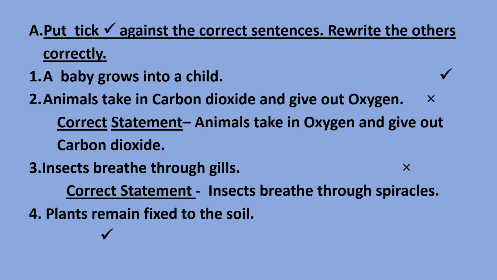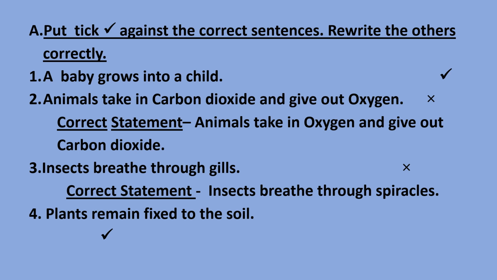Second is, animals take in carbon dioxide and give out oxygen. Children, this statement is wrong. As we know, all living things breathe, and animals take in oxygen. They inhale oxygen and give out carbon dioxide. So the correct statement is, animals take in oxygen and give out carbon dioxide. We can also say that plants take in carbon dioxide and give out oxygen. Both these sentences are correct.